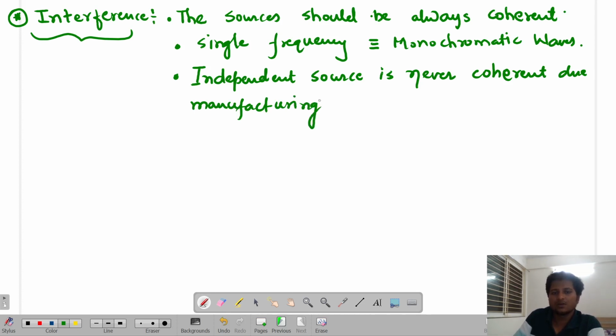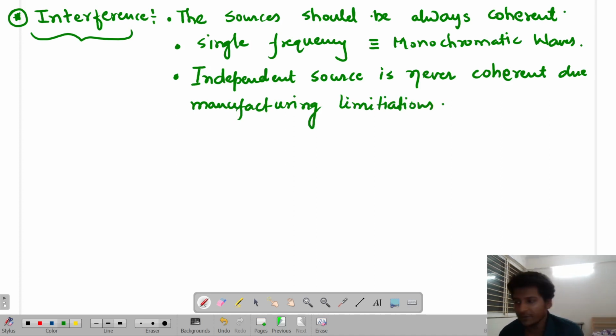limitations. ऐसा कभी भी जिंदगी में पॉसिबल नहीं है कि तुम दो सोर्सेस लो और उन दोनों सोर्सेस को इंडिपेंडेंट रखो, भले कितना भी ट्यून कर लो, सेम फ्रीक्वेंसी ऑफ वेव कभी भी जनरेट नहीं करेंगे. Is that clear or not? ठीक है. तो how do we generate the coherent sources?